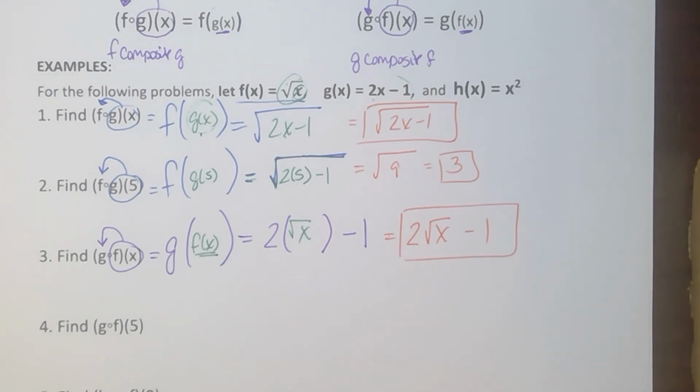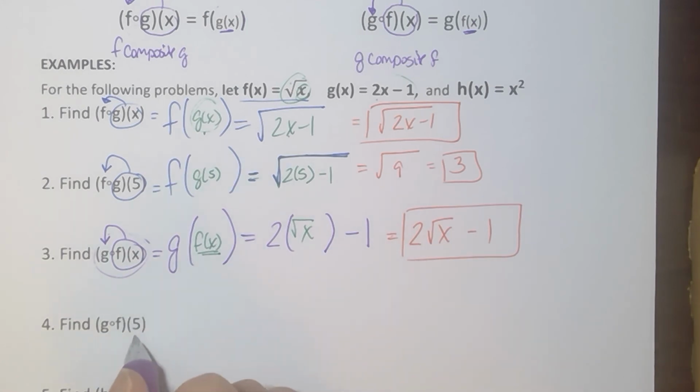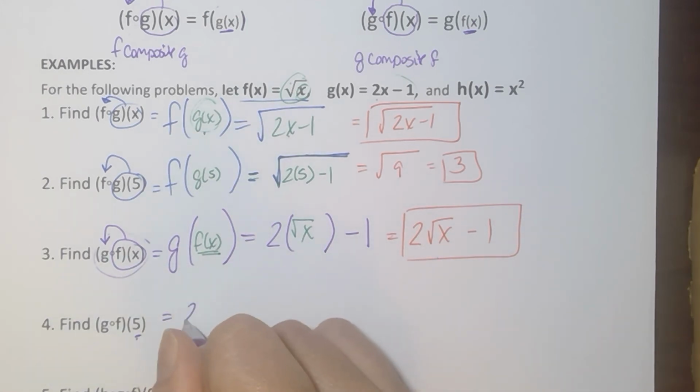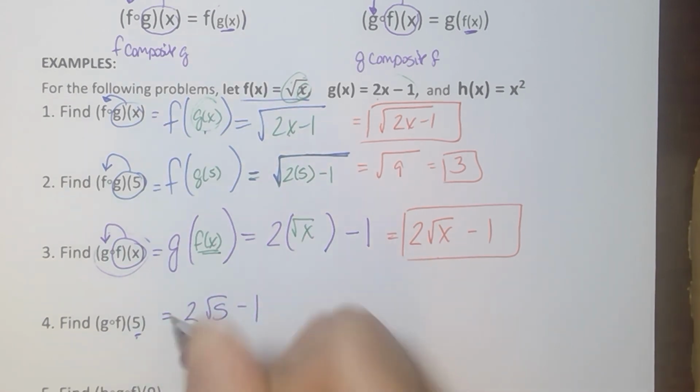Problem number 4 asks me to find g composite f of 5. Well, we just found g composite f of x right here. So I'm just simply going to use that and replace x with 5. So 2 square root 5 minus 1, and that doesn't simplify.